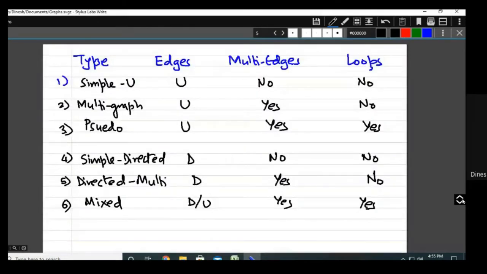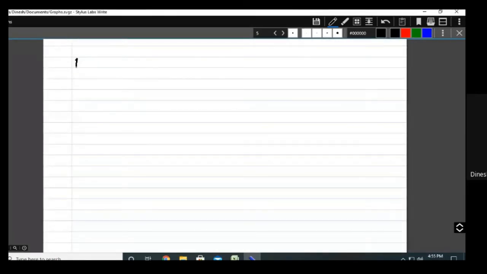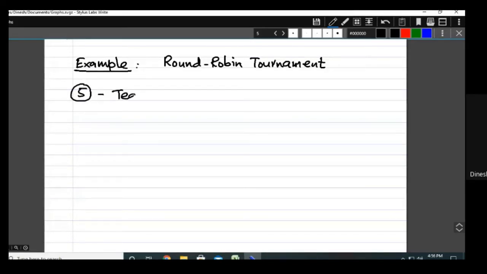We'll see one by one. No issue. Okay. So let us have one example so you will understand this more clearly. I will take the example of a round robin tournament. Let's say there are five teams. And they are, let's say, India, let's say Pakistan.